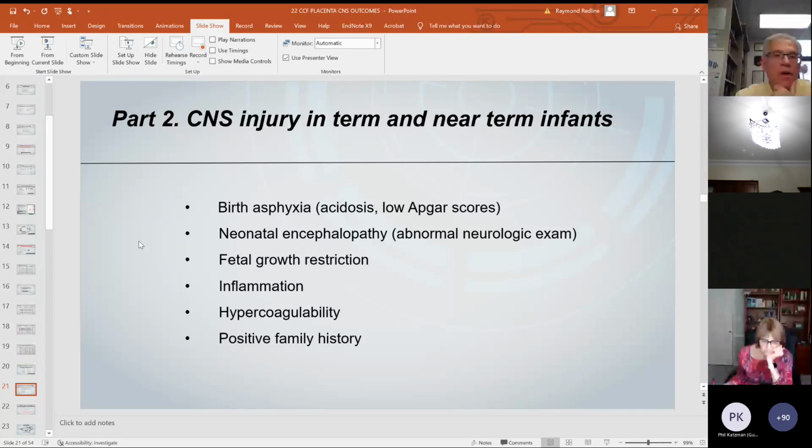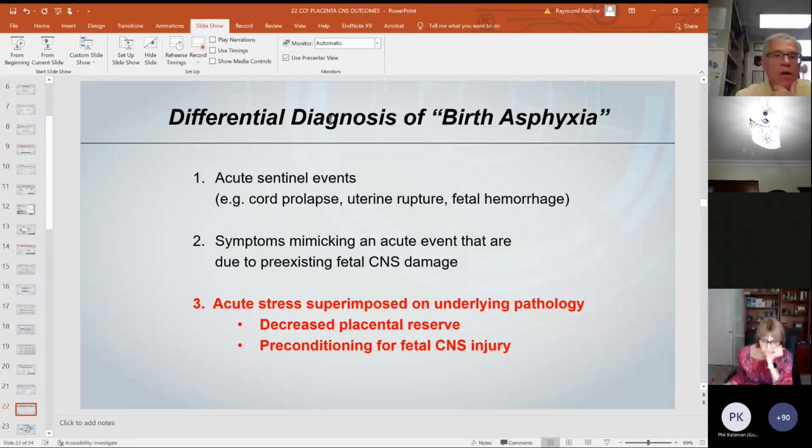So in considering what the differential diagnosis of so-called birth asphyxia might be, obviously acute sentinel events that lead to acute hypoxia, as I said before, cord prolapse, uterine rupture, fetal hemorrhage, are certainly one possibility. Another possibility is that the symptoms simply reflect some kind of other pre-existing fetal CNS damage. And so the damage is remote, but the symptomatology is mimicking some kind of an acute event.